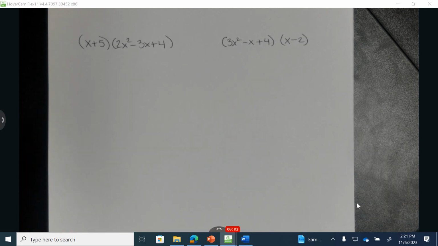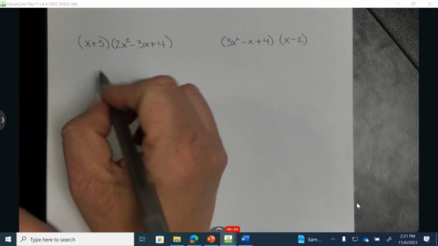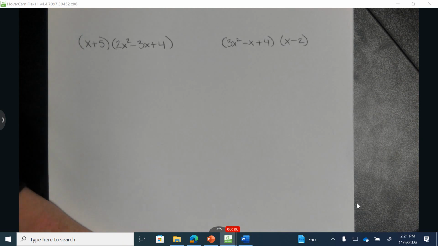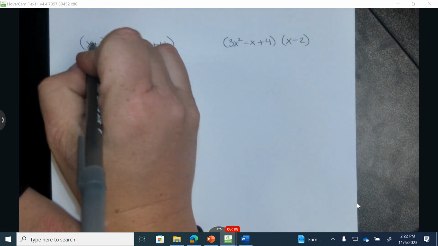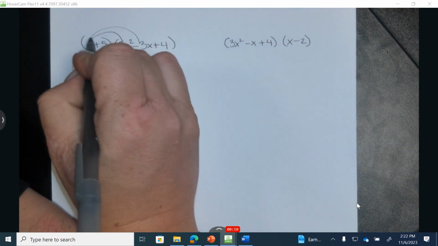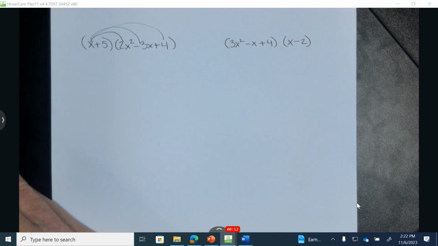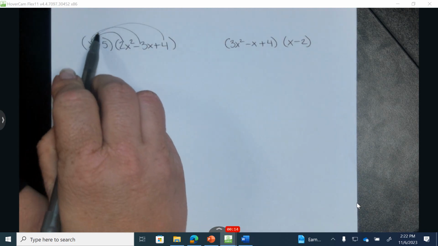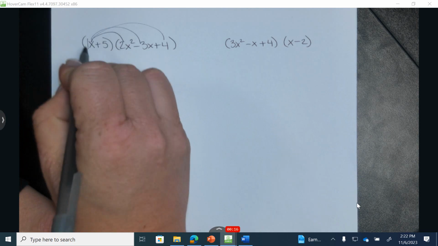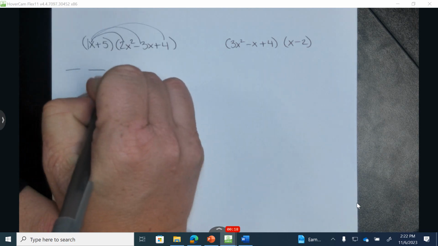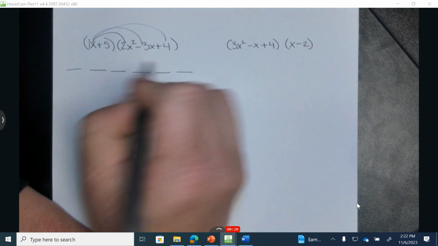I'm going to start by doing two examples here. I want to expand this expression, and so I'm going to make what I call rainbows. Again, that's not a real mathematical term. At any time that we distribute, we're going to multiply. I know there's going to be 6 different terms before I combine like terms.